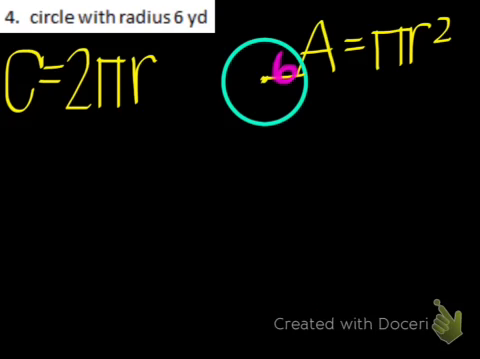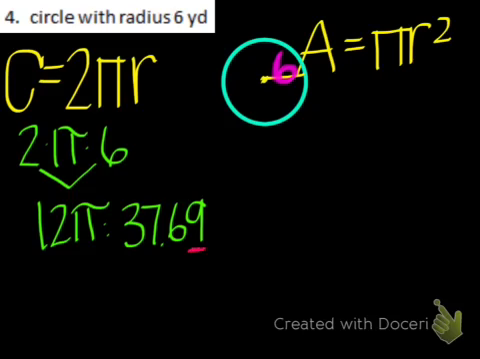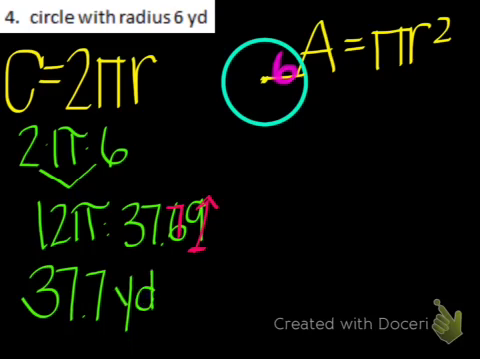Example 4, we have a circle with a radius of 6 yards. To do circumference, we're going to use 2 pi r. 2 times pi times a radius of 6. Multiply together, we get 12 pi. And 12 times the pi button is 37.69. And we're going to round. Looking at 9, this is going to round up, so 6 goes up to 7. So our answer for circumference is 37.7 yards.